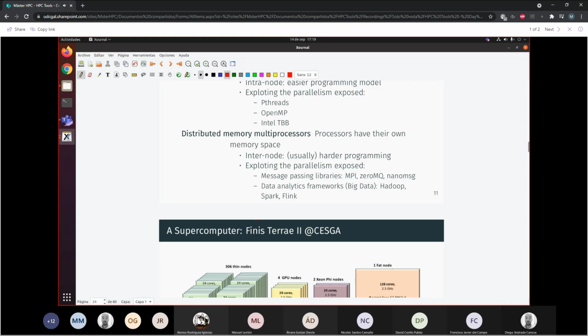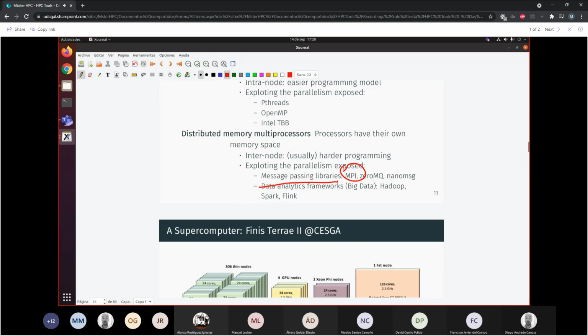Okay, why? Because in this case, as not all the information is in the same location, then you need to explicitly distribute the information among the nodes that are going to do the work. Okay?